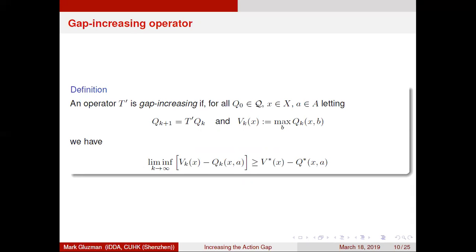This doesn't say strictly, right? Okay, we can say that they can all be equal. That's true, but okay, let's say the operator T prime is strictly gap increasing if there is at least one action for which there is a strict inequality. We will see for some examples that there is a really strict inequality, but the definition is the inequality.